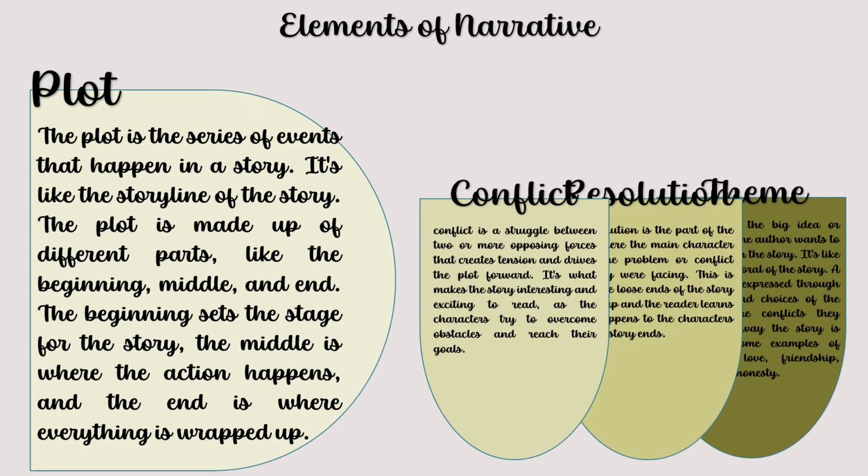Plot is the series of events that happen in a story. It's like the storyline of the story. The plot is made up of different parts, like the beginning, middle, and end. The beginning sets the stage for the story. The middle is where the action happens, and the end is where everything is wrapped up.